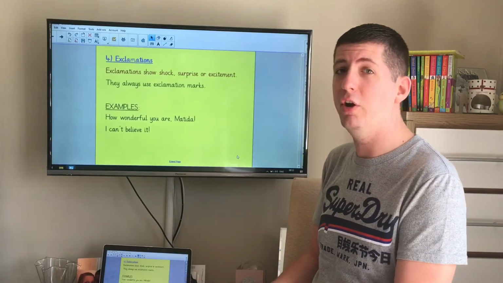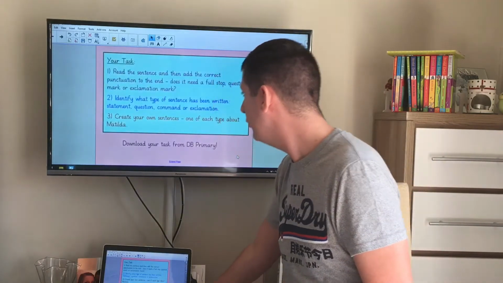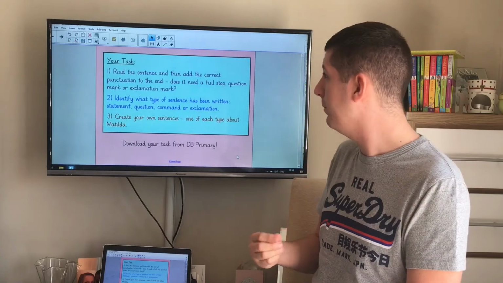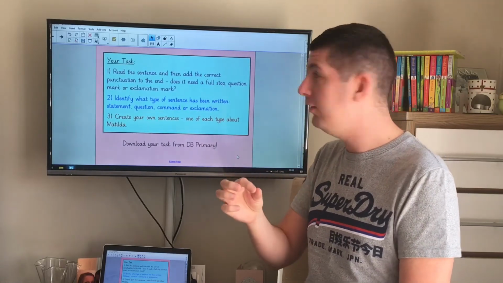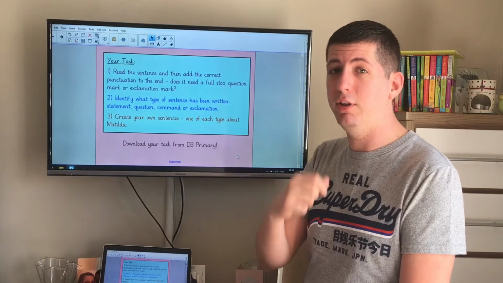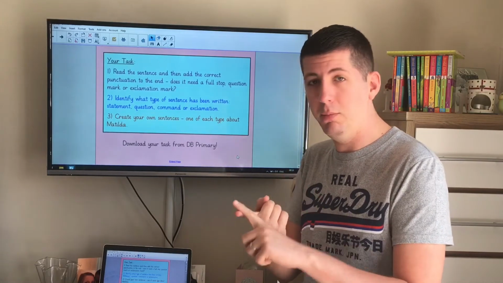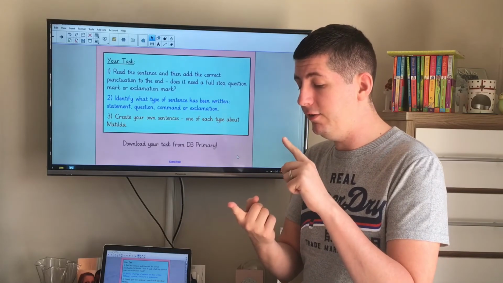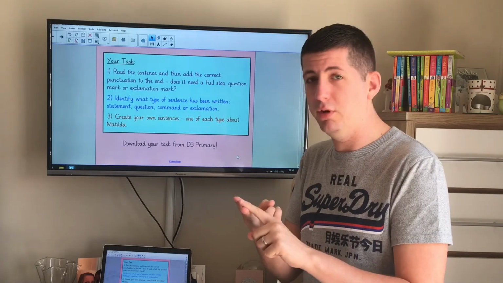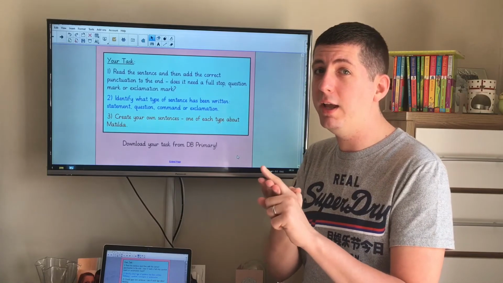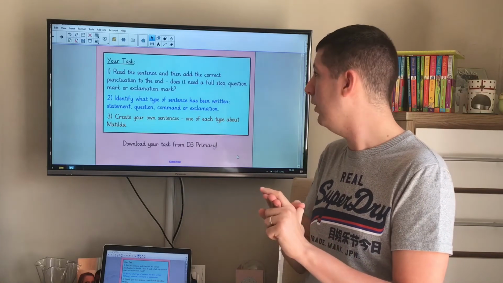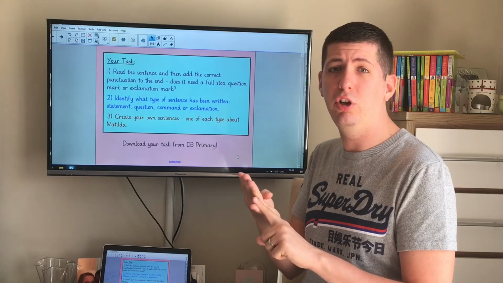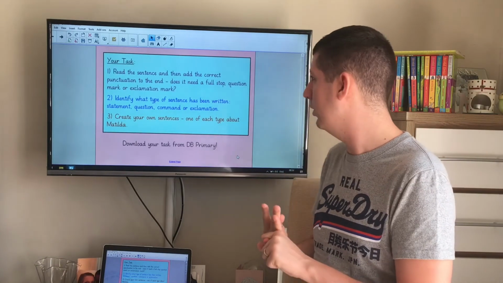And now we're going to have a go at our activity on DB Primary. So I'd like you to go to DB Primary and download your task. And again, you've got 3 activities to do today. Task number 1, I'd like you to read the sentences and I want you to correct the punctuation at the end. So if you think it is a command, you're probably going to use an exclamation mark or a full stop. If it is a statement, again, exclamation mark or full stop. If it's a question, you're going to use a question mark, that's right. And what about if it is an exclamation? You're going to use an exclamation mark, of course.